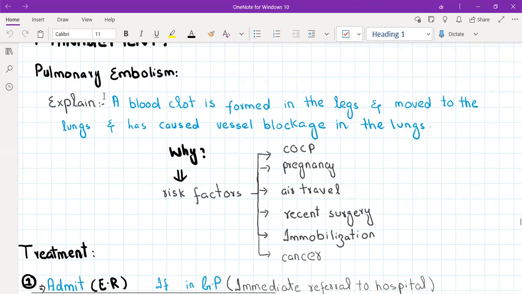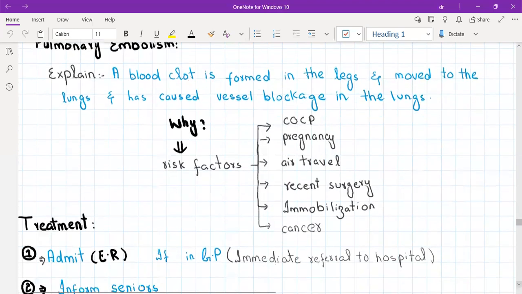So you will explain to the patient that sometimes a blood clot is formed in the legs and it moves to the lungs and causes vessel blockage in the lungs. This condition is called pulmonary embolism, and you are having this condition. The patient might ask you why I am having this condition. Even if the patient doesn't ask you, you will tell him why he is having this condition. So whatever the risk factor out of these, that is oral contraceptive pill, pregnancy, air travel, recent surgery, immobilization, or cancer, whichever risk factor the patient has, maybe multiple risk factors, then you should tell him that in your case, you have these risk factors that predispose to this condition. That's why you are having this.